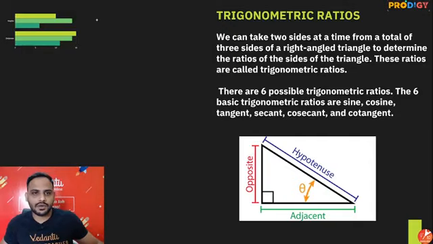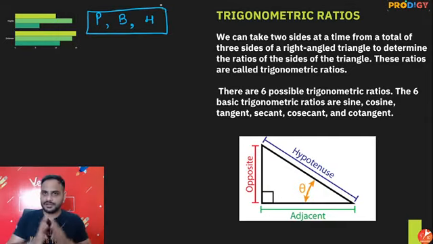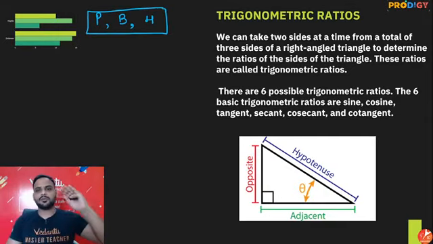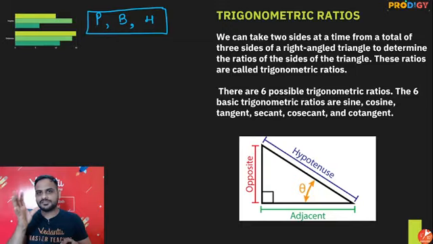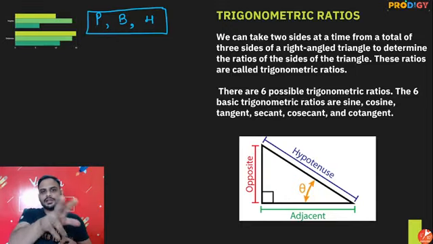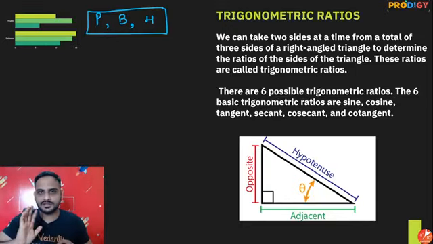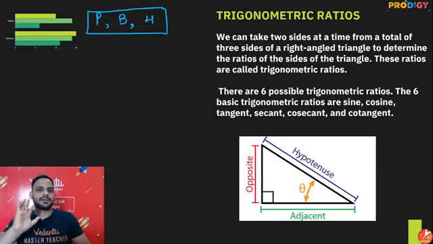Now look guys, we have three sides in a triangle: perpendicular, base, and hypotenuse. I have told you how to locate them also. Perpendicular opposite to theta, base adjacent to theta, hypotenuse is opposite to 90 degree. And I have also told you that if I fix the theta, the ratio of any two sides of a triangle is fixed.